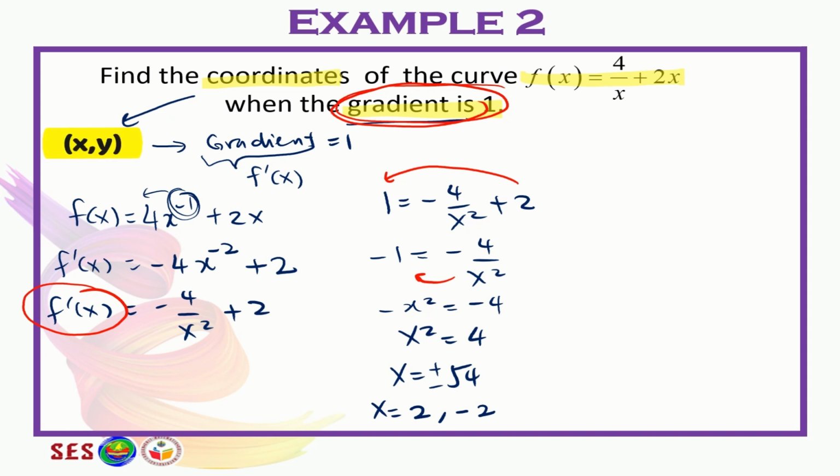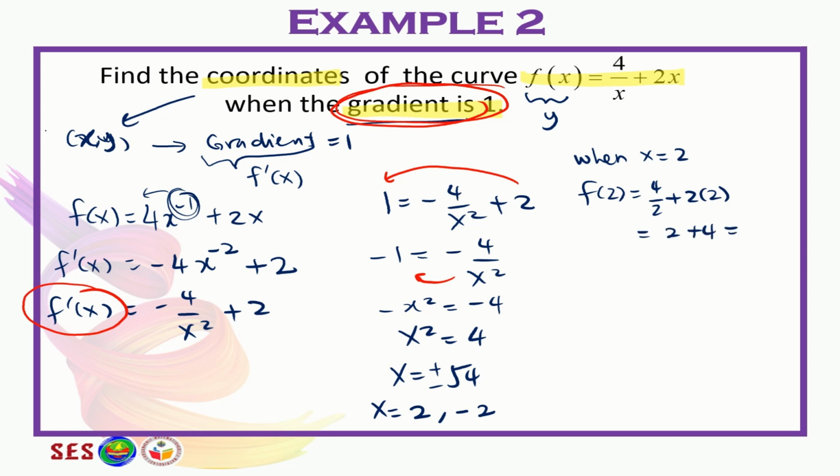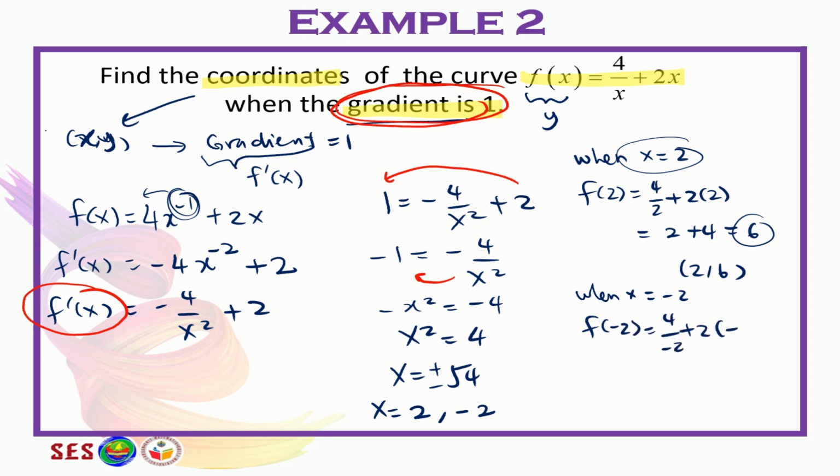So to find y, you just have to substitute the value of x into f(x). So when x = 2, f(2) = 4/2 + 2 times 2. So it's equal to 2 + 4 = 6. So the first point is (2, 6). And then when x = -2, f(-2) = 4/(-2) + 2(-2). So -2 - 4 = -6. So the second point is (-2, -6).